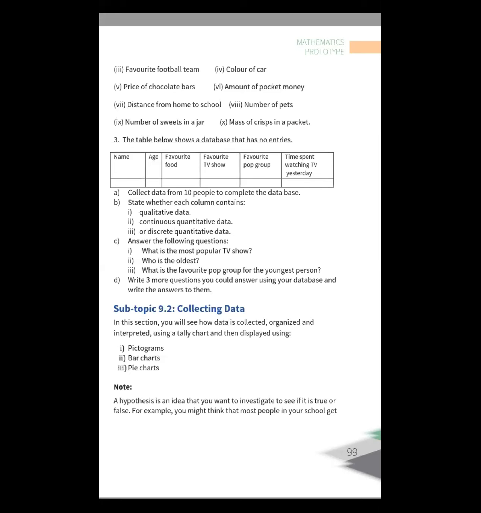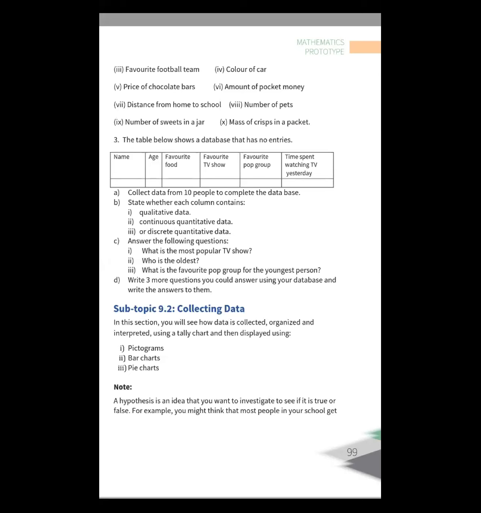You still go to the age. You first go to the age column and then look for the smallest number. Maybe the person is 7 years old. And from there, you proceed and follow to the favorite pop group column. And then you'll see if they like any particular music.